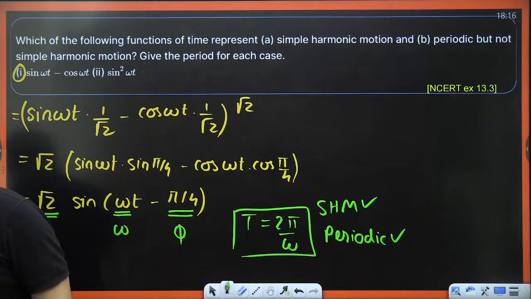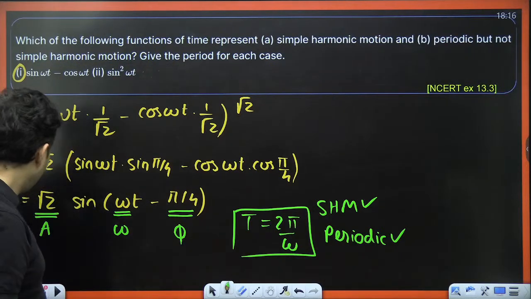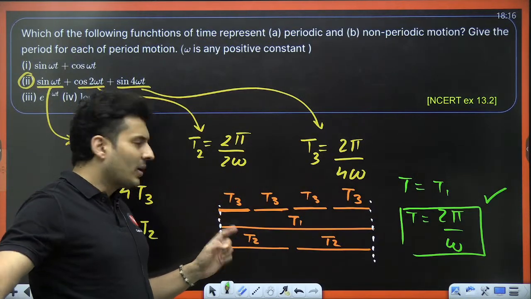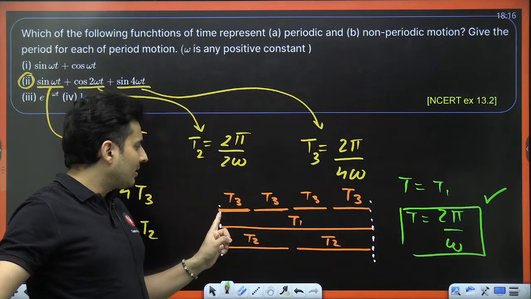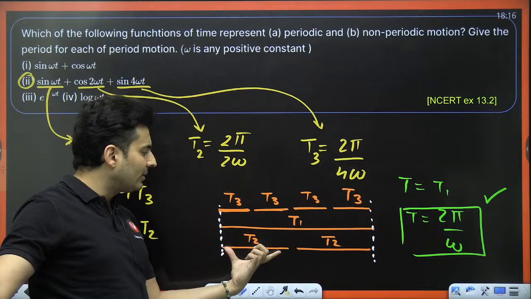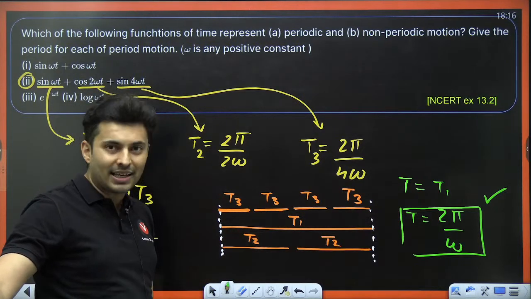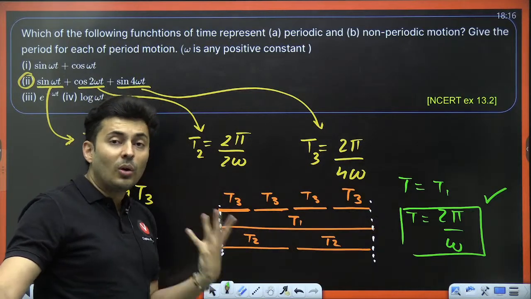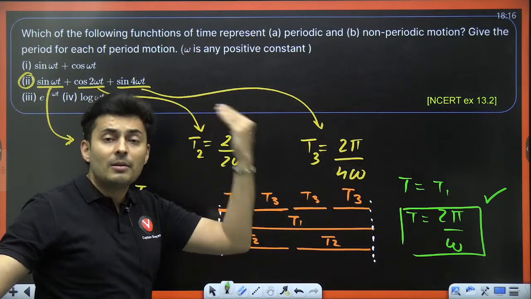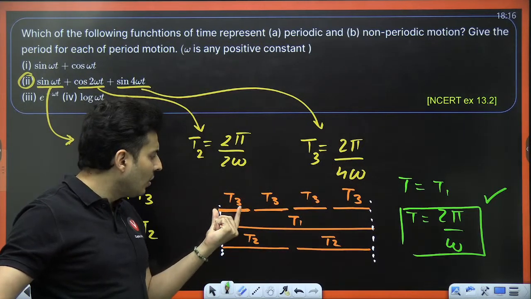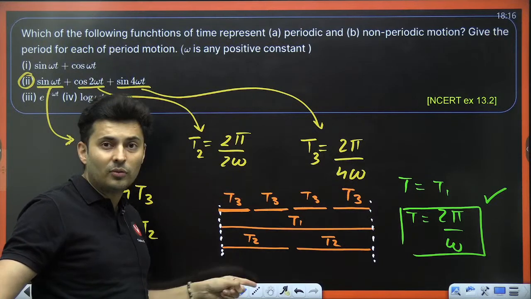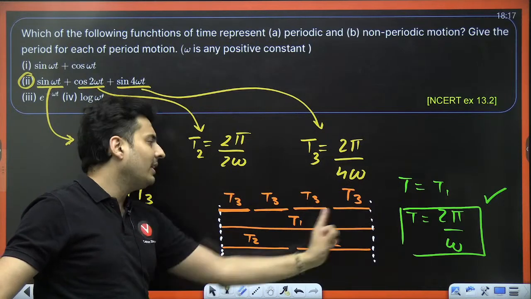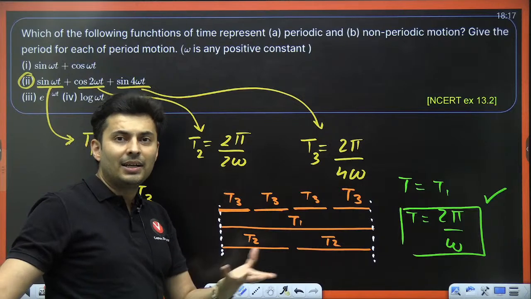Is that right? Why not T3, Madhumita? Think about it like this. One person is doing something after 1 second. Another person is doing it after 2 seconds. Another person is doing it after 4 seconds. This is 1, 1, 1, 1. This is 2, 2. This is 4. So when is everything repeating itself? Is it after T3? No. After T3, T2 has only done half of whatever it was doing. T1 has done only 1/4. So even after T2, T1 has not completed its complete event or oscillation.